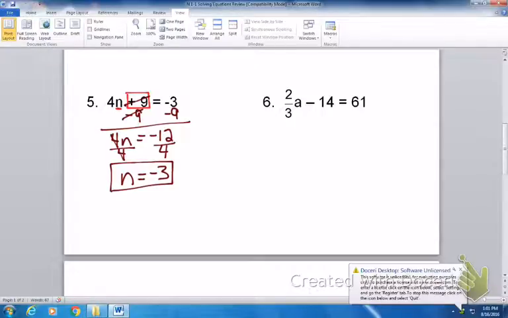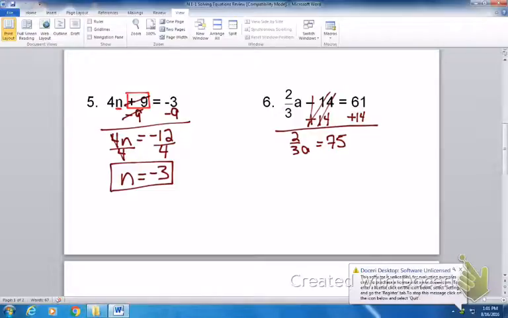Now this one, we've got a fraction and we've got some other things we have to deal with. My advice to you guys is do everything you can before you mess with the fraction. In this case, we have minus 14, so we can add 14 to both sides. Now I have 2/3 a. The 14s are canceled out, equals 61 plus 14 is 75.